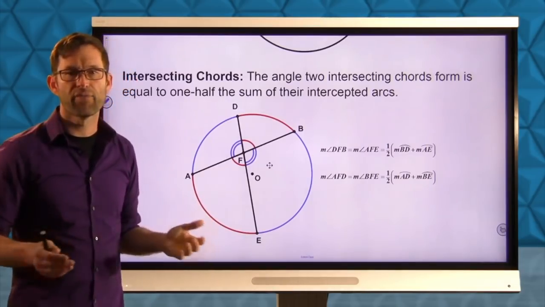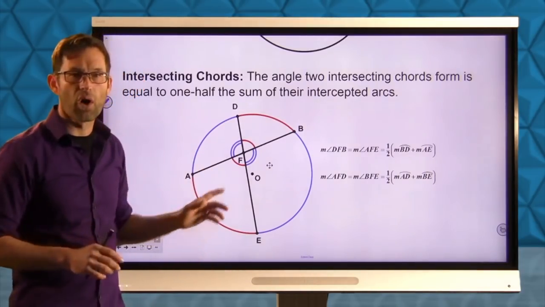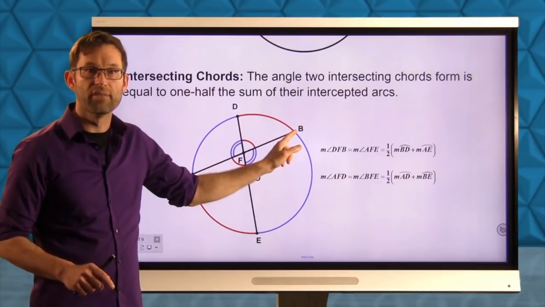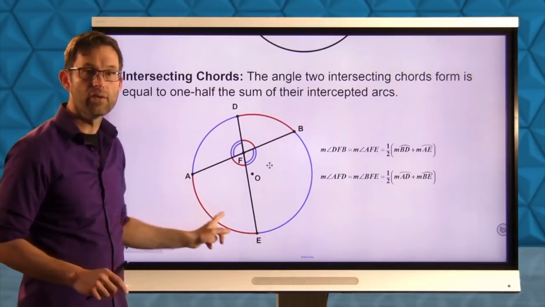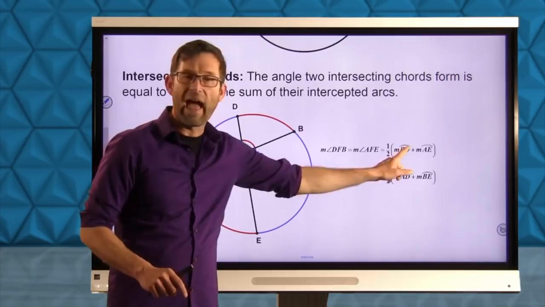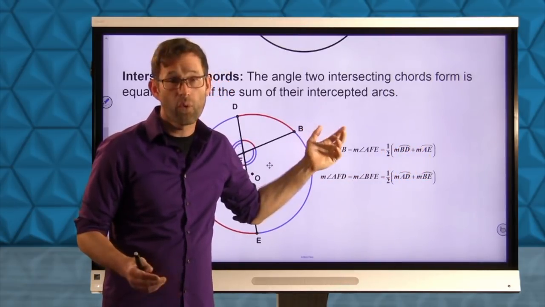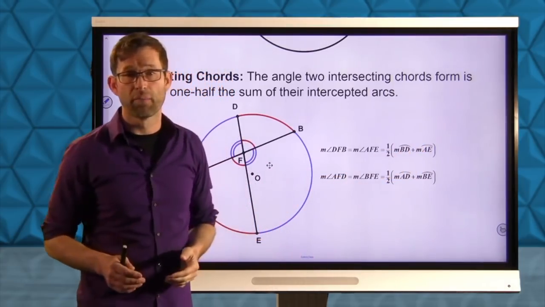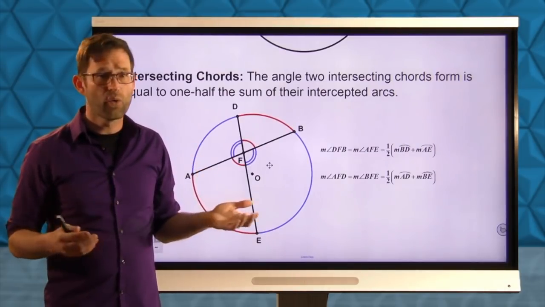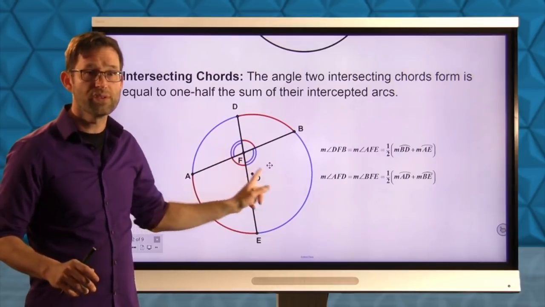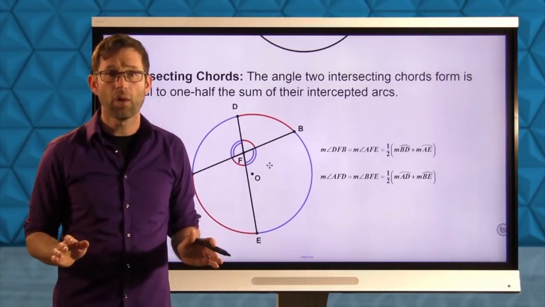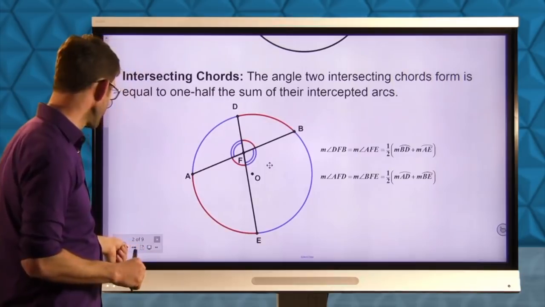But what does it mean to be 1/2 the sum of their intercepted arcs? Well, let's just talk about angle DFB and AFE. These two angles intercept arc BD and arc AE. So what we see is that those common measures can be found by adding the two arcs together and multiplying by 1/2, or adding the two arcs together and dividing by 2. The angle that the chords make, and of course I'll have to tell you which angle I'm talking about, am I talking about this one or this one, will be 1/2 the sum of their intercepted arcs. Now we haven't proven this at all, but that's going to be part of what we'll do in today's lesson.